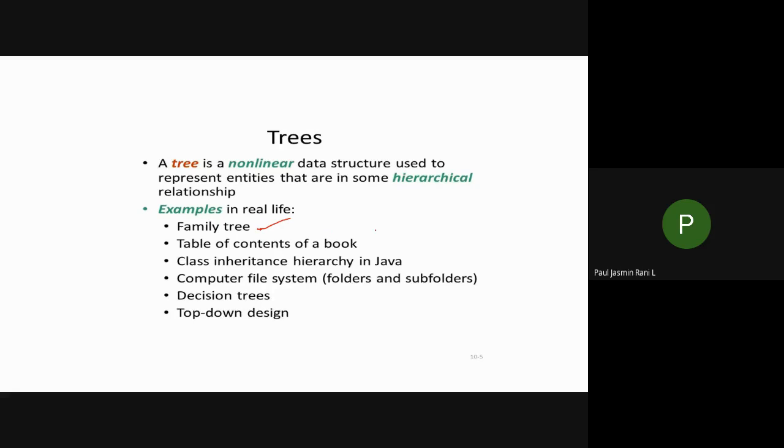Another example is class inheritance, which you'll be studying in your OOPS concept. And consider the file system in your computer, like in your hard disk. Files are stored such that the hard disk is partitioned into n partitions, like C drive, D drive, E drive.